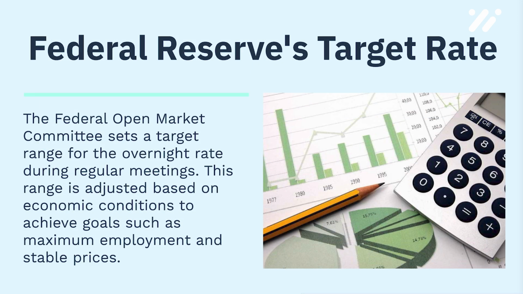We have the Federal Reserve's target rate. The Federal Open Market Committee, FOMC, a branch of the Federal Reserve, sets a target range for the overnight rate. The FOMC meets regularly to evaluate economic conditions and adjust this range as needed to achieve specific policy goals, such as promoting maximum employment, stabilizing prices, that is, controlling inflation, and ensuring moderate long-term interest rates.